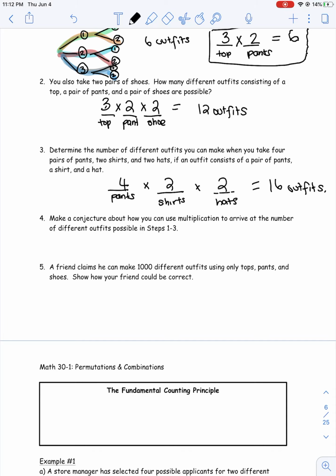So make a conjecture about how you can use multiplication to arrive at the number of different outfits possible in steps 1 to 3. So all you're taking is your choices of each pair of clothing, and multiplying.